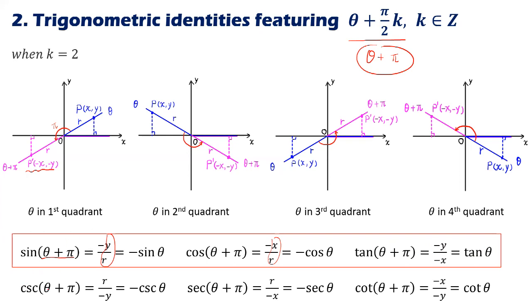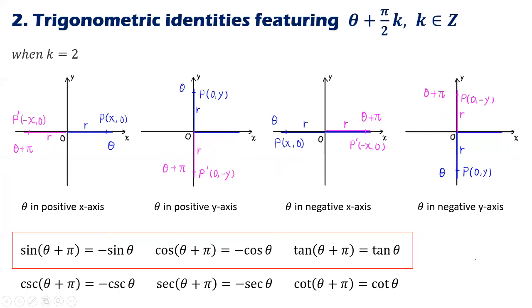For the other ratios, again, we can use the reciprocal property to deduce the expressions for cosecant, secant, and cotangent. For example, cosecant of theta plus pi is minus cosecant theta. Secant of theta plus pi is minus secant theta. And cotangent of theta plus pi is cotangent theta. Understand?